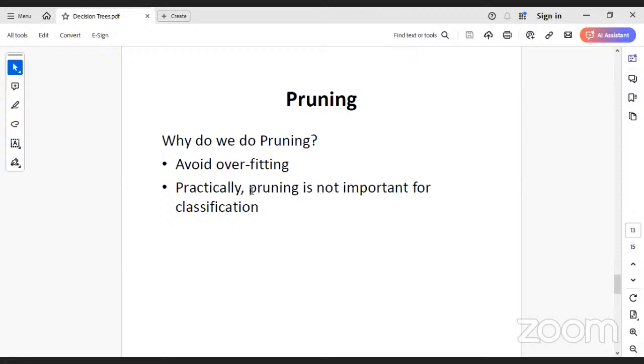So let me give you one small example. Let me think of it. Give me a second. Okay, though this is not a technical example, I will try to give it.